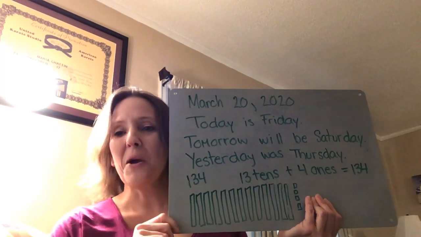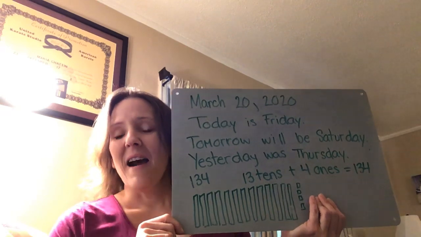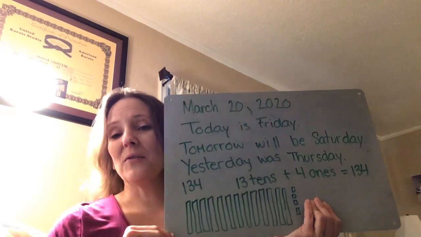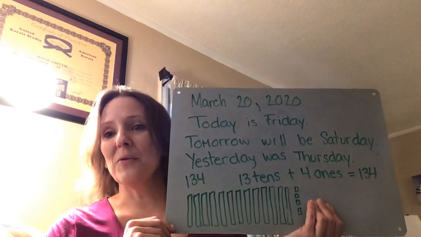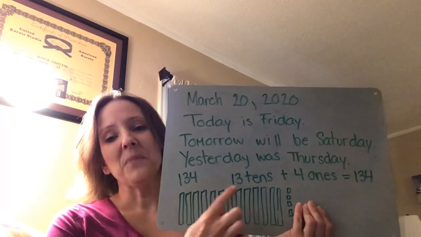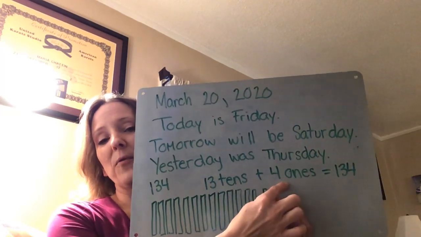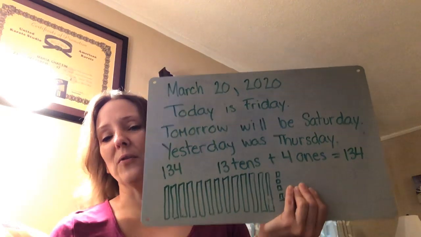So today is 134 days of school. Grayson, you've already sent me what you think the money should look like. I got one from Aspen yesterday at 133. So if you are doing it in a different way, please let me know. 13 tens plus 4 ones equals 134.